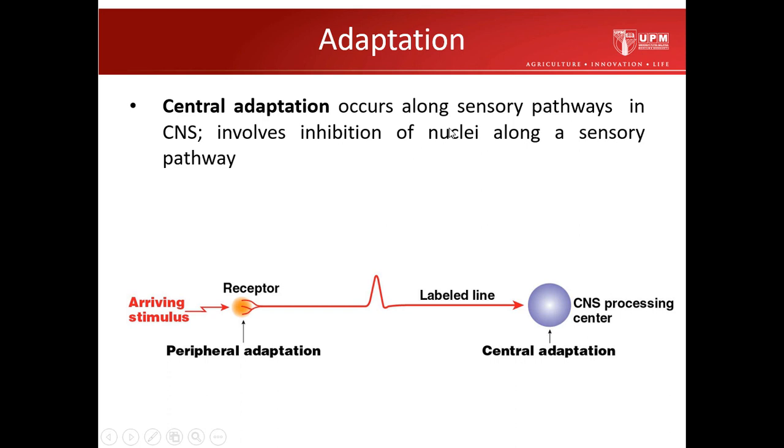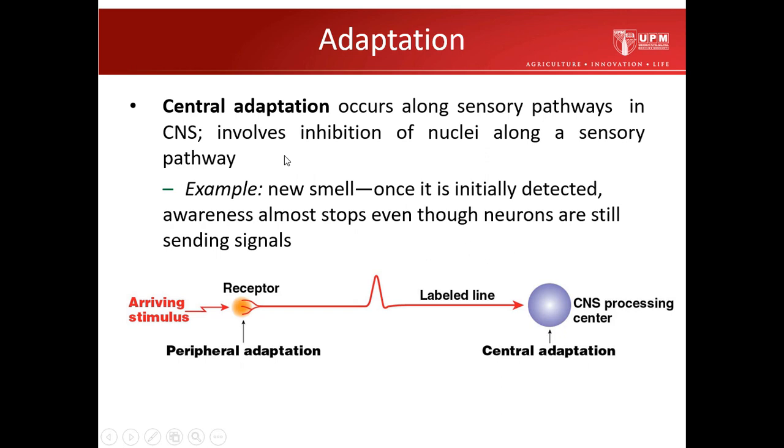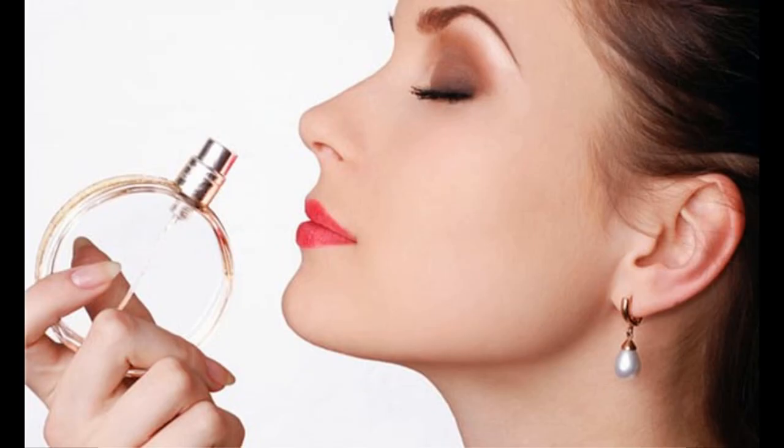Central adaptation occurs along sensory pathways within the central nervous system. Central adaptation generally involves the inhibition of nuclei along a sensory pathway. One example of central adaptation is exposure to a new smell. A few seconds after you have been exposed to a new smell, the awareness of the stimulus will stop, although the sensory neurons are still quite active.